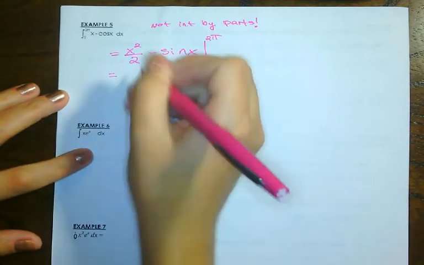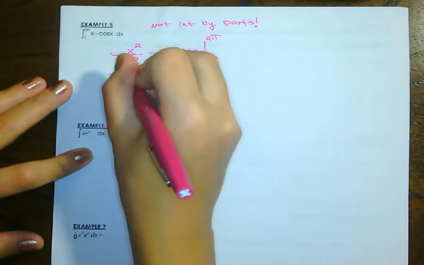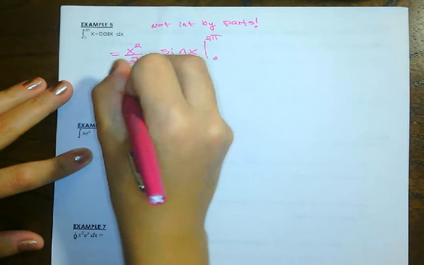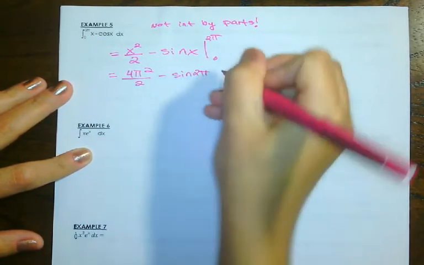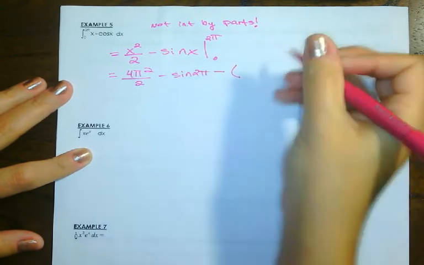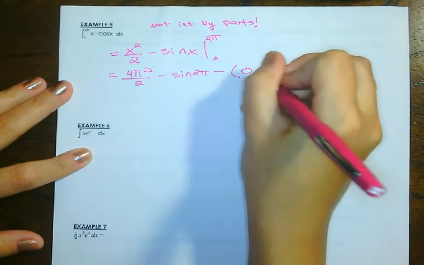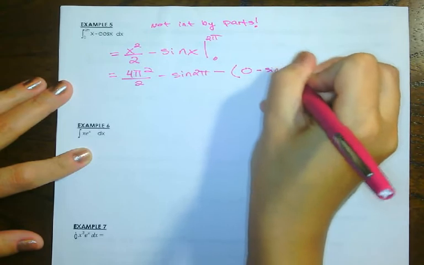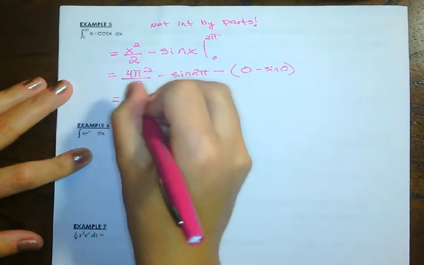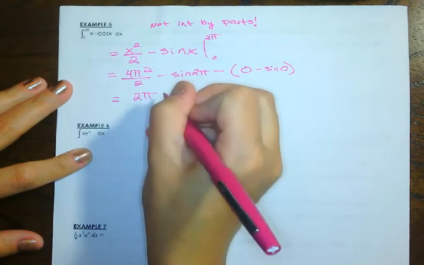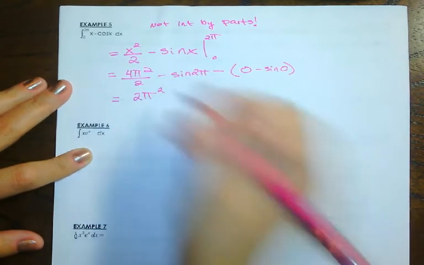Fundamental theorem of calculus says you plug in pi over 2. So you get 4 pi squared over 2 minus sine of 2 pi. And then minus what you get when you plug in 0. Well, there you get 0 minus sine of 0, which is actually 0. So when you finally clean this all up, I think you just end up with something like 2 pi squared.